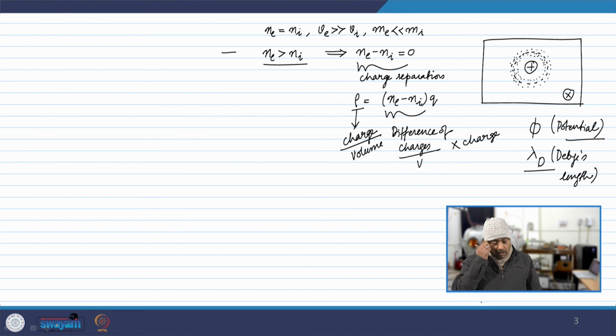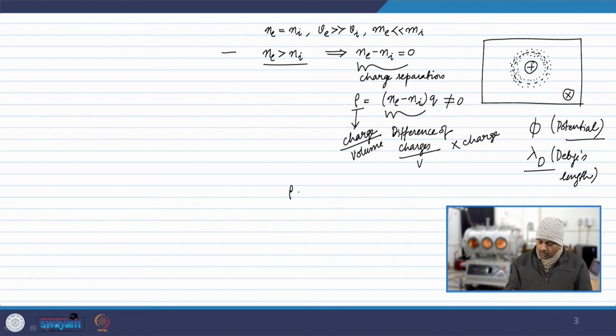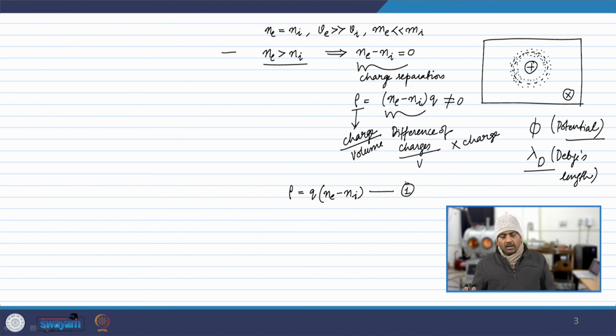Now, charge separation is actually established, right. Now we will write the charge density here. So at least now it is not equal to 0, right. So the charge density rho is equal to Q times Ne minus Ni. Let us say we call this equation number 1. Equation number 1 is the direct consequence of all the assumptions that you have made, or all this small experiment that you have done within the plasma by keeping a positive test charge, right.